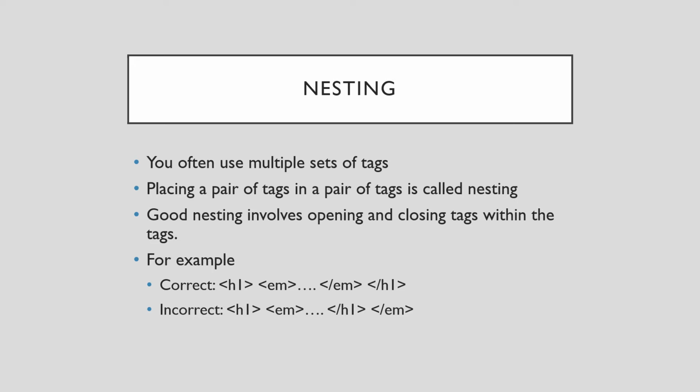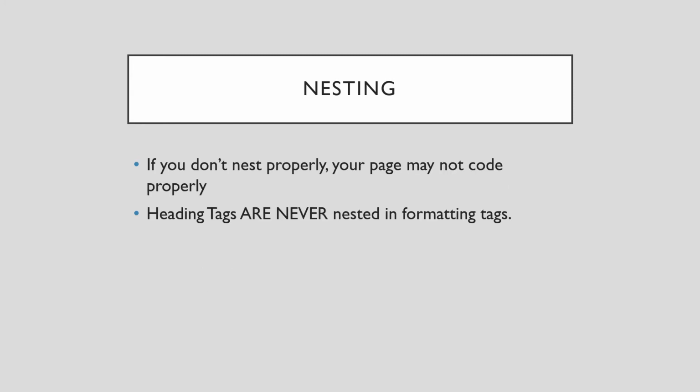The incorrect way would be your H1 opening tag and then your emphasis tag, and then you close out the H1 tag. What that's essentially saying is you have a hanging tag right there, and it's not going to code properly, and it would be considered incorrect. Think of it this way. Your bigger tags, the ones that are going to make the most impact, have to go first, okay? You can code an H1 without an emphasis tag, but you can't code an emphasis without an H1, okay? You have to think about what's the bigger issue here and what's the bigger tag that's going to make the most difference. If you don't nest properly, your page may not code properly. And remember, heading tags are never nested in formatting tags. However, formatting tags can be nested in heading tags.